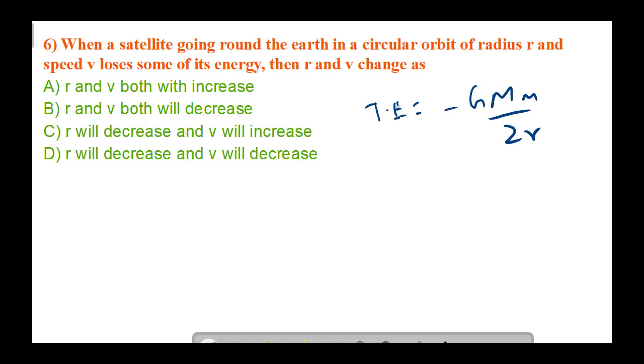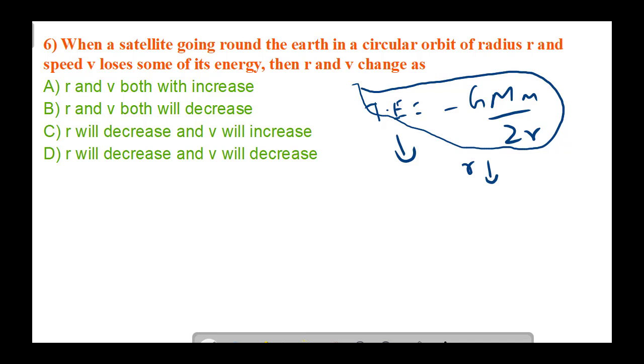This is the total energy equation, negative GM upon 2r. So when the energy decreases, now because this is negative and r is inversely proportional but with a negative sign, when the total energy decreases, r also decreases. We can just see this from the equation itself. If it had been a positive sign, then total energy decreasing would mean r increases, but because there is a negative sign, when total energy decreases, r also decreases.